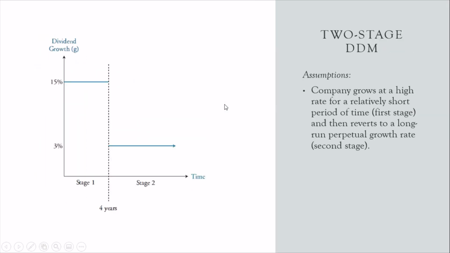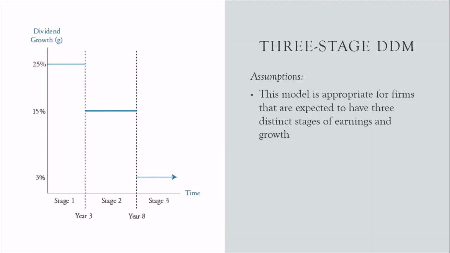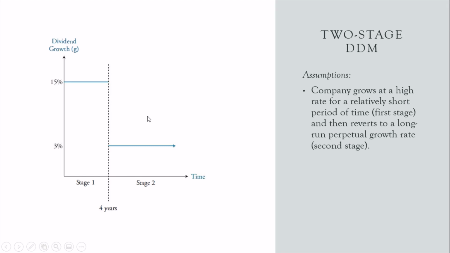Meron din naman yung, tawag dito, it forms like an H. Kaya H yung tawag sa kanya. No? Parang, yung formation ng kanyang figure is letter H. But anyway, hindi ko na in-include yun. It's just the 2-stage and the 3-stage DDM.